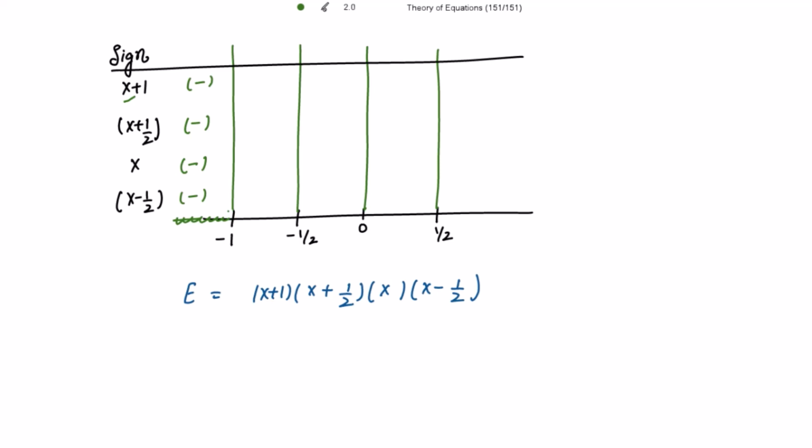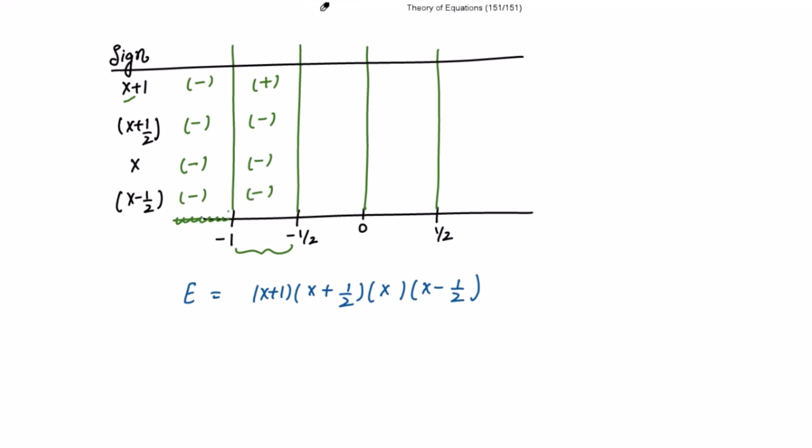Now let's check the sign of the factors for the values of x lying in this interval, minus 1 to minus 1 half. So for x plus 1, I am getting positive sign. If you take the value of x to be greater than negative 1 and less than minus 1 half, I get the value of x plus 1 to be positive. Then what is the sign for x plus 1 half? It is negative. X itself will be negative, and x minus 1/2 is getting the sign again negative.